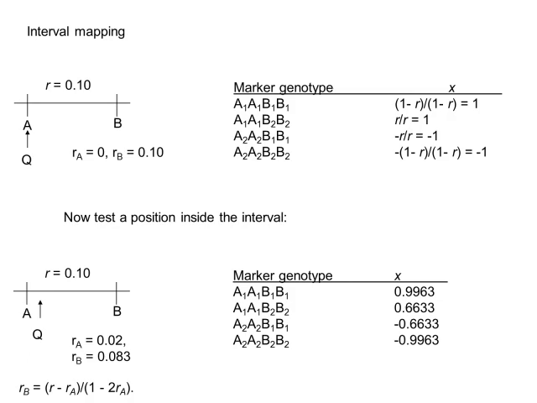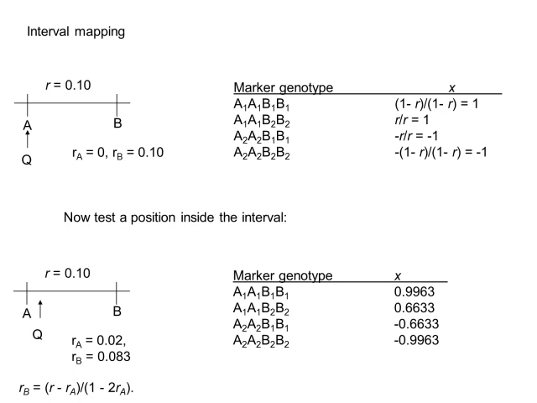And here's an example. If we position the QTL directly at marker locus A in this example, and we assume that the recombination frequency between marker loci A and B is 10%, then the recombination frequency between A and the QTL is 0. R sub A is 0, and that means R sub B must be 0.1. And we can plug that into our table, and it turns out that the marker genotype coefficients on the additive effect collapse into a very simple table.